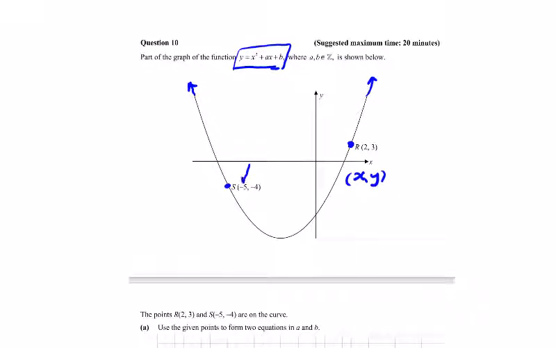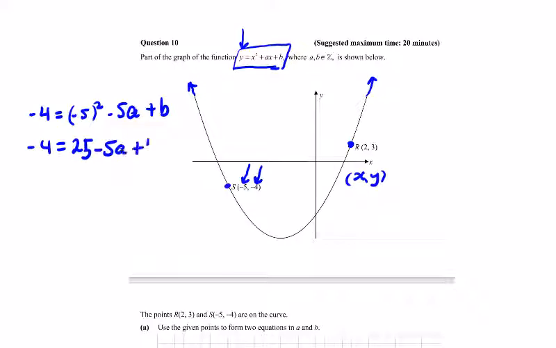So if we sub this minus 5 in for x and minus 4 in for y, we get minus 4 is equal to, putting minus 4 in for y, minus 5 squared, plus a times x, so that's minus 5a, plus b. So we're going to get minus 4 is equal to 25 minus 5a plus b. So minus 5a plus b is equal to minus 4 minus 25, minus 29.